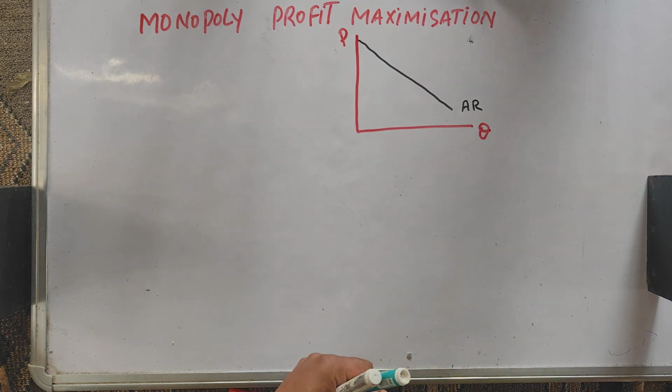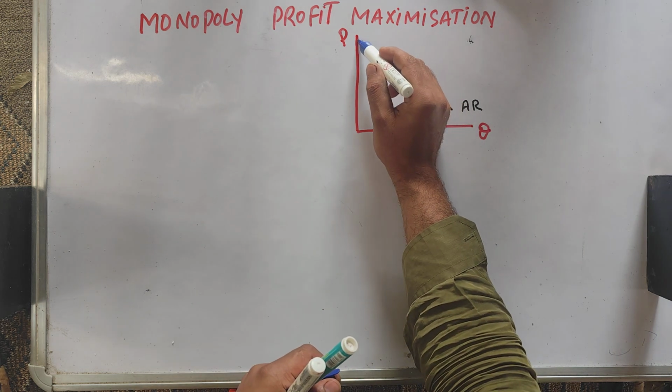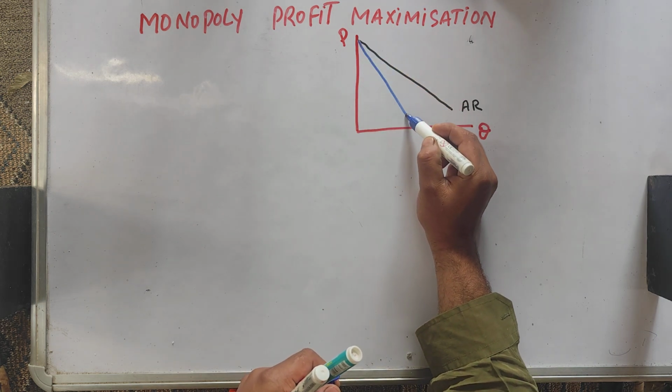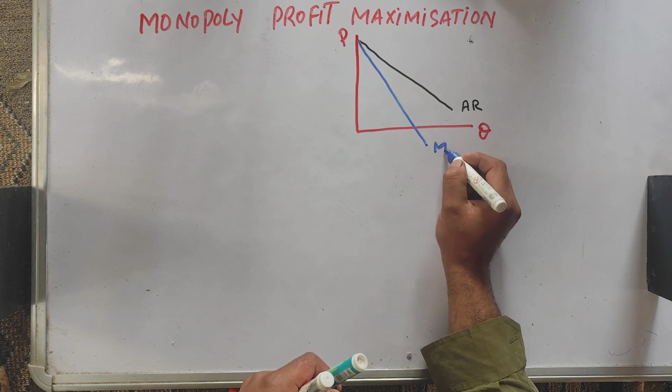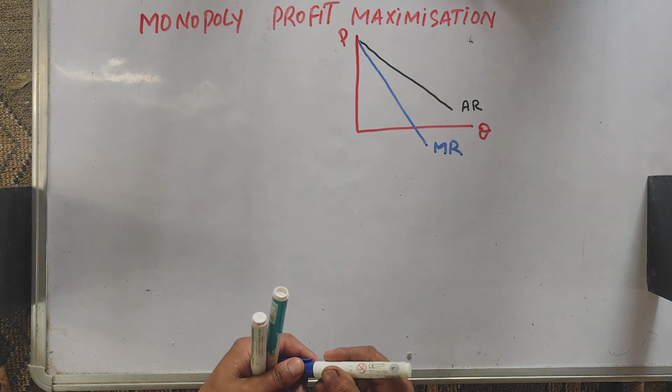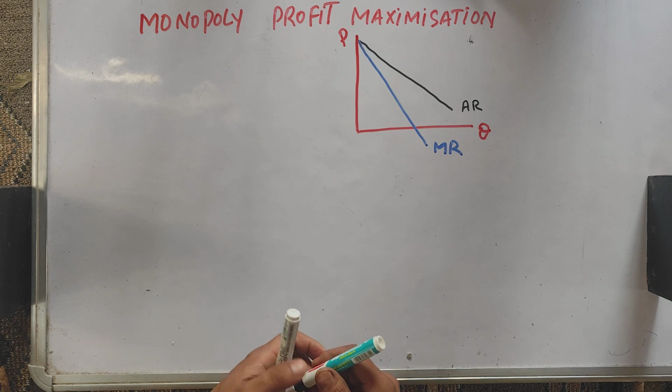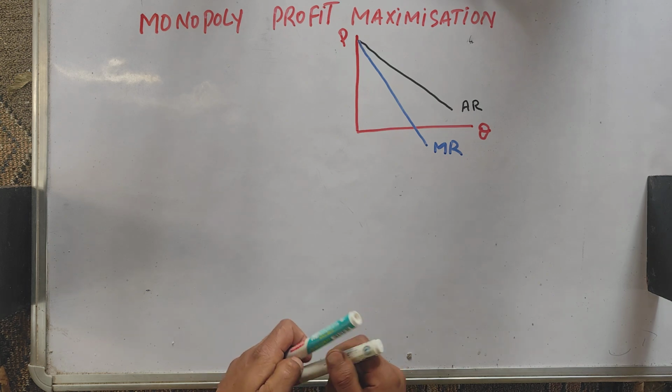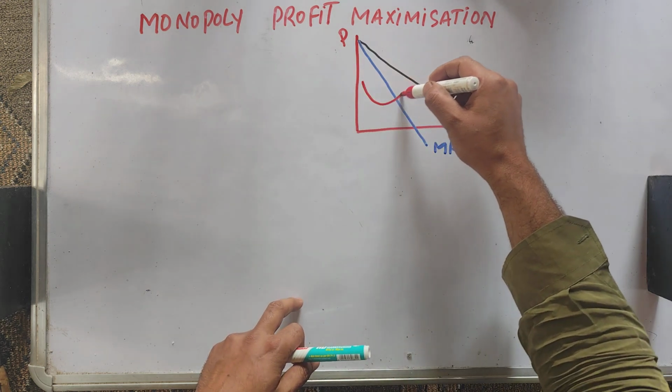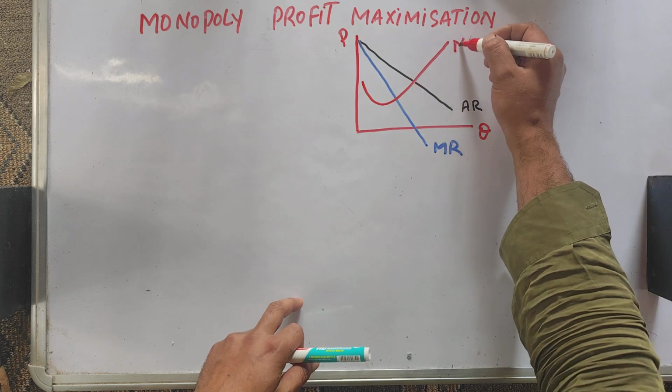Then we have the marginal revenue function, and the slope of the marginal revenue function will be twice that of the average revenue function. This is the marginal revenue function. Let's draw the marginal cost function also here. So the marginal cost function will look like this. This is the marginal cost function here.